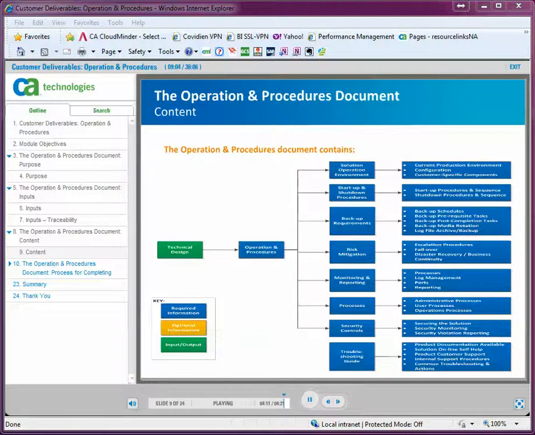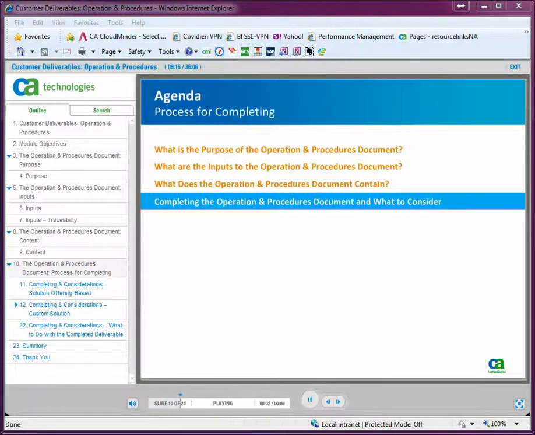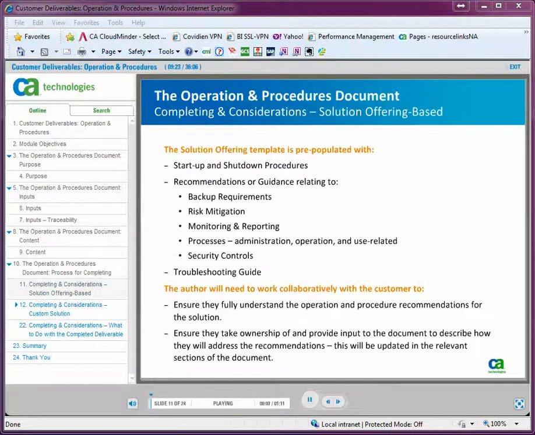Again, this document, when completed properly, is most likely one of the most important documents we leave with the customer, as it adds tremendous value. Next, let's take a look at what to consider when putting together a proper Operation and Procedures Guide. The importance of the Operation and Procedures Guide cannot be overstated.